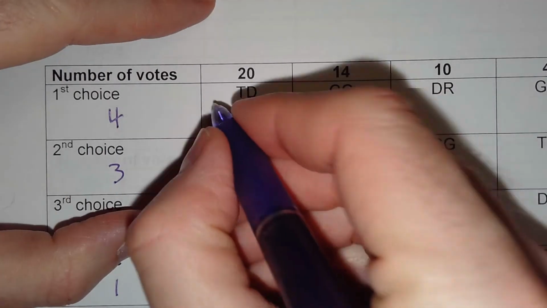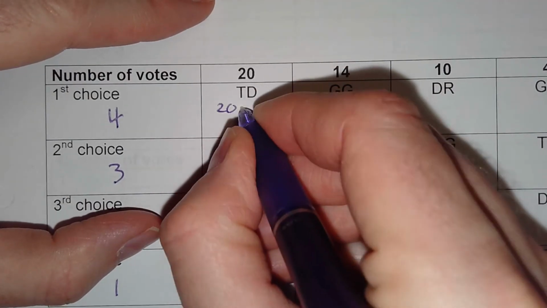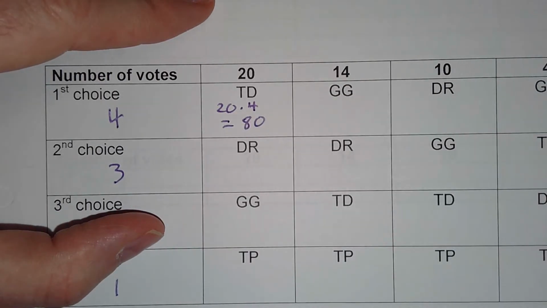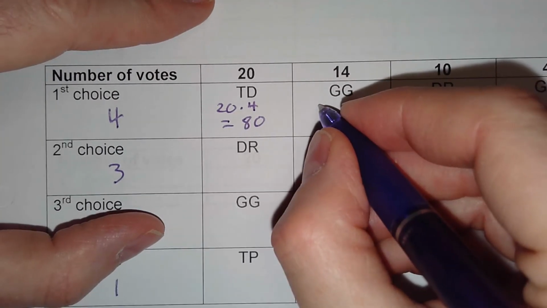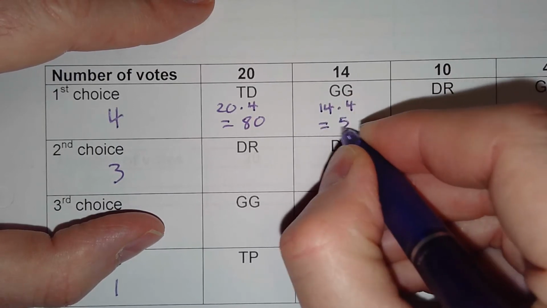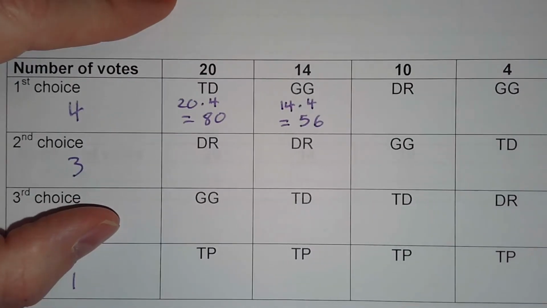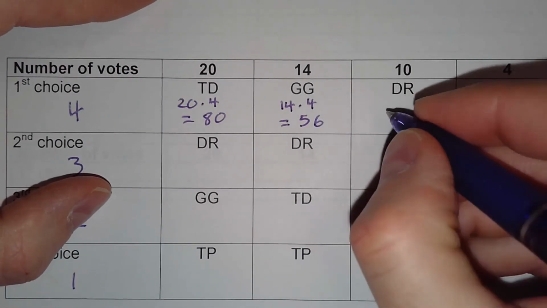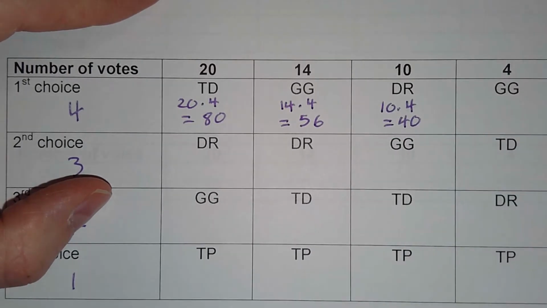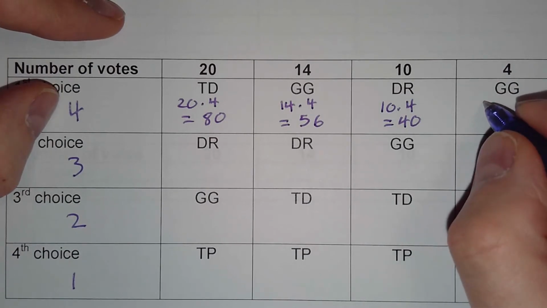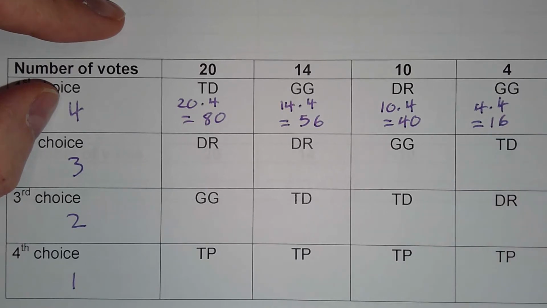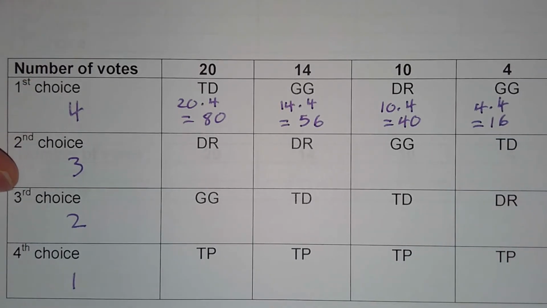So here we had 20 votes for Tim Duncan. We're going to times that by 4. That gives us 80 here. George Gervin had 14. We're going to times that by 4. That would be 56. David Robinson, we're going to take 10 times 4. That's 40. And Tony Parker, we're going to do 4 times 4. That's 16.